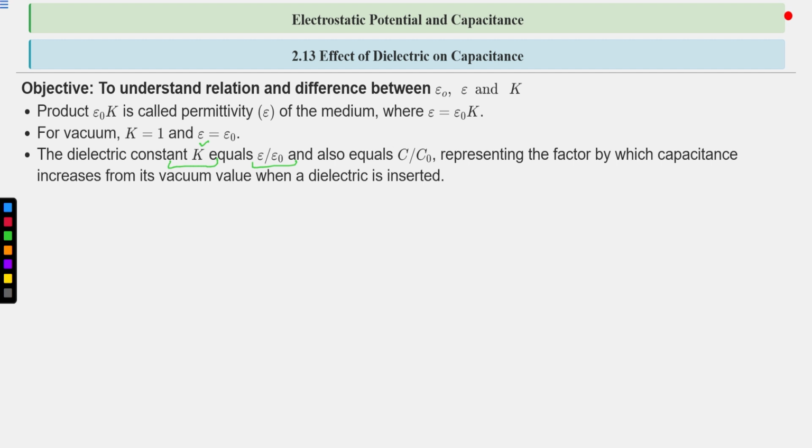Now we are sure that because K is greater than 1, C by C naught is greater than 1, which means the capacitance with a dielectric is more than the capacitance without dielectric. And what is the conclusion? It represents the factor by which capacitance increases. So with the insertion of the dielectric between the plates of the capacitor, the capacitance increases from its vacuum value. Got it?